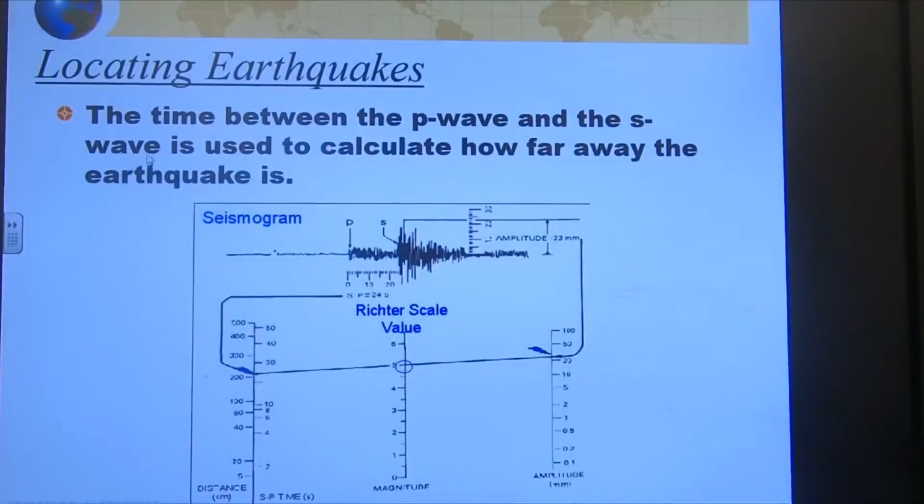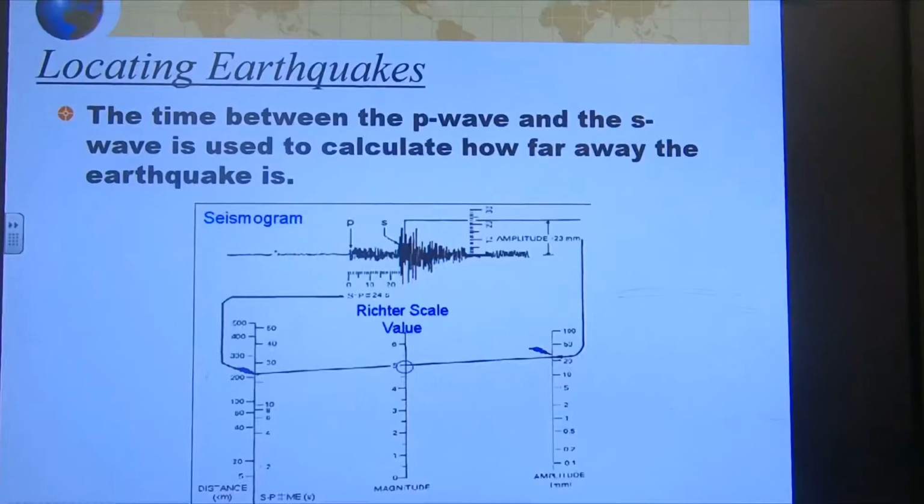Now, locating earthquakes. The time between the P wave and the S wave is used to calculate how far away the earthquake is. So there is a simple calculation that can be done to determine exactly where the earthquake started. The seismologists will measure the time between the P wave and the S wave, and that will tell how far away the earthquake is. So they get the seismogram printout right here. Here are your P waves, and now we have our S wave. They measure the distance between these two, how long it took, and they could, generally speaking, pinpoint where the earthquake was.